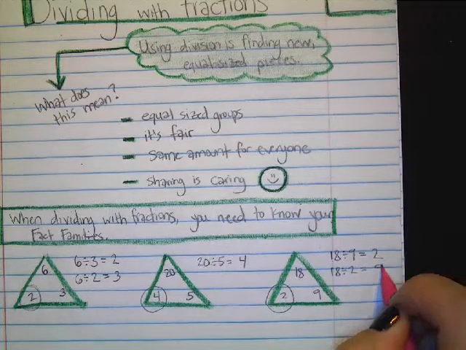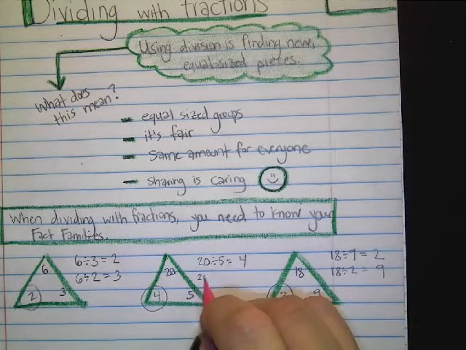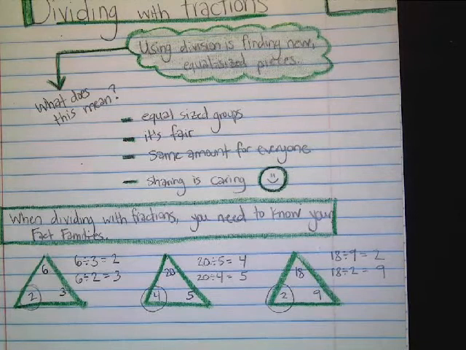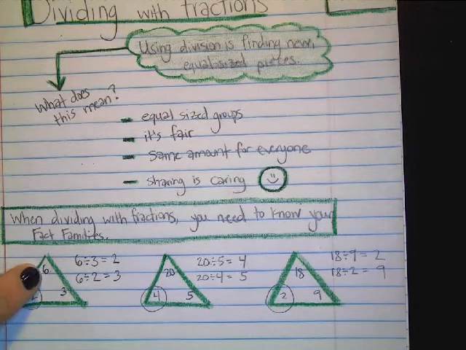Will you write the reverse of that as well? 18 divided by 2 is 9. And this reverse is 20 divided by 4 is 5.